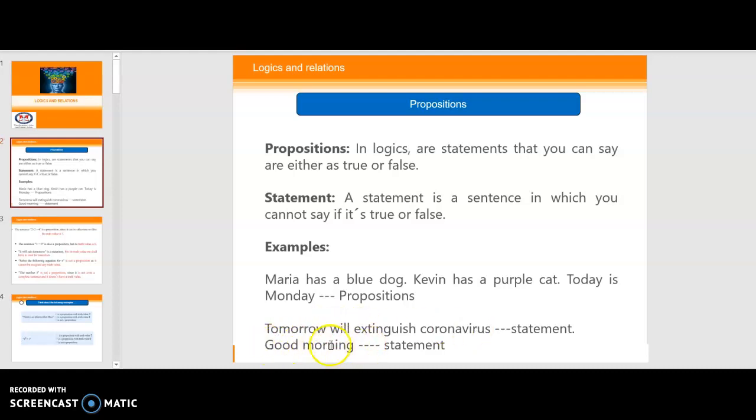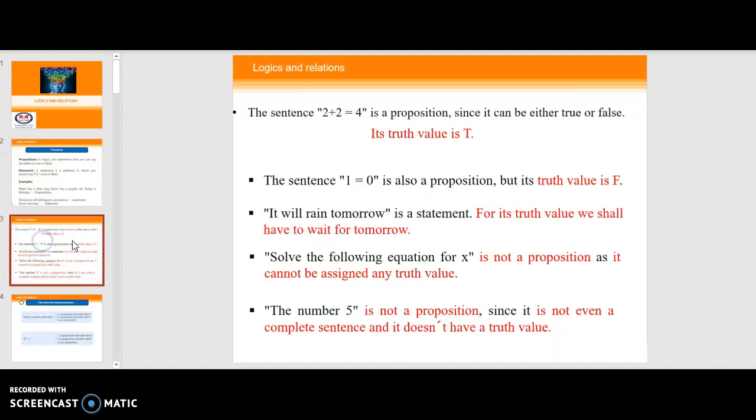The next one is good morning. This is not a proposition because we cannot say if that's true or false. It's just a statement. Good morning, how are you? You don't say if that's true or false. So we cannot say if it has a truth value. Let's continue with the third slide.